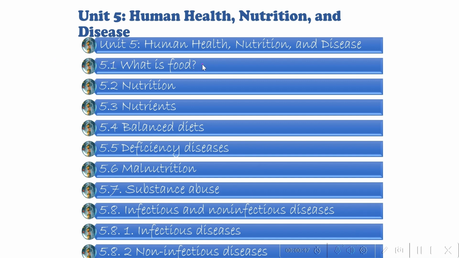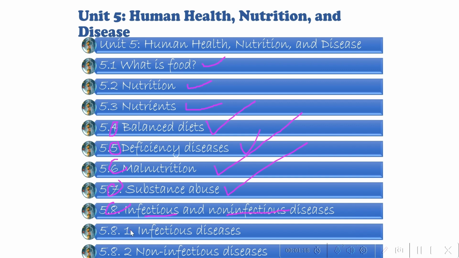The first, what is food? The second, what is nutrition? The third, what are nutrients? As the fourth point, we'll talk about the balanced diet. On the fifth, we'll talk about deficiency disease. On the sixth point, we'll talk about what malnutrition is. At the seventh point of the unit, we'll talk about substance abuse. At the eighth point, we'll talk about the disease, infectious and non-infectious disease.